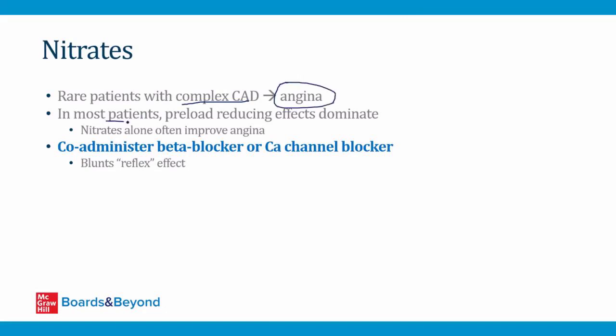This usually doesn't happen for most patients. For most patients, the preload reducing effects dominate, and so nitrates alone improve their angina. But for patients with complex coronary disease who have worsening angina after a nitrate, you can co-administer the nitrate with a beta blocker or a calcium channel blocker, and this blunts the so-called reflex effect of giving nitrates.